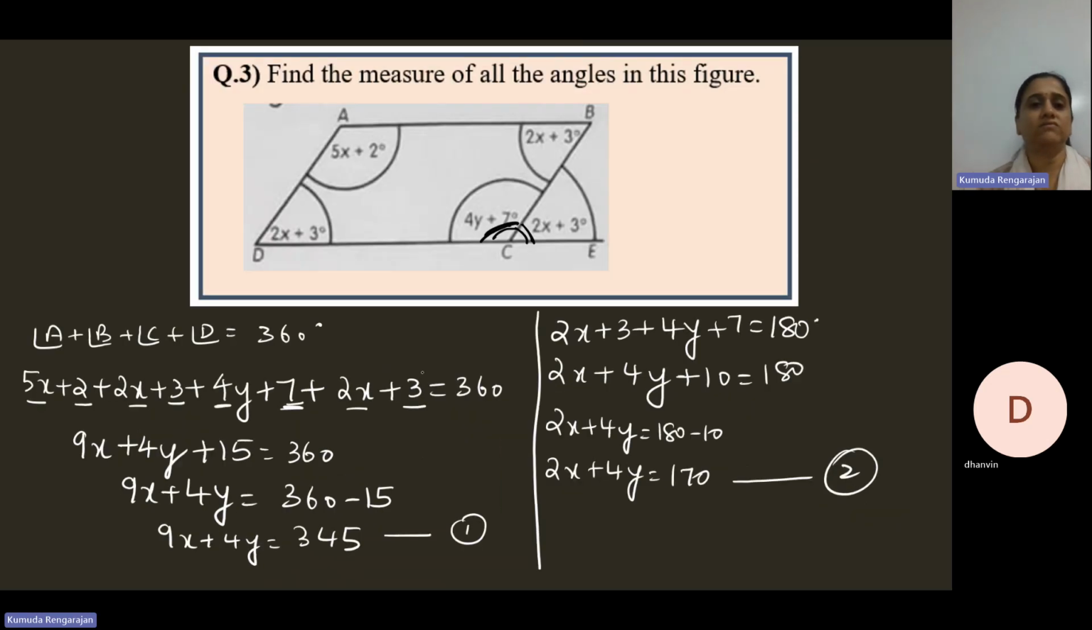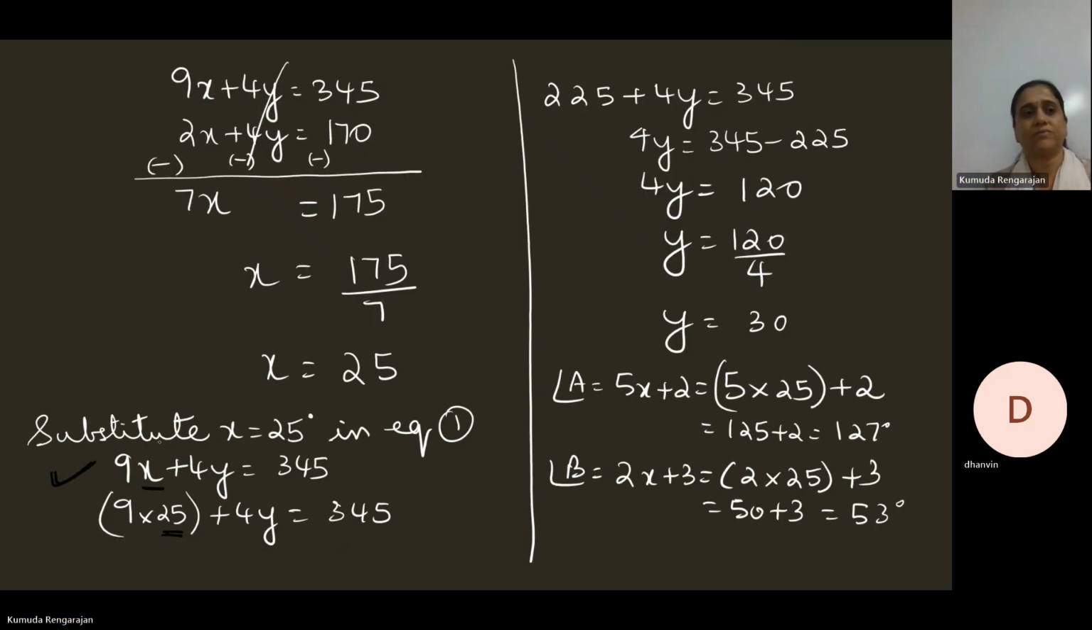Now what is the question? Find the measure of all angles, not find x and y. Find the measure of all the angles. So you should find angle A, 5x plus 2. Angle B, 2x plus 3. Angle C, 4y plus 7, and so on.